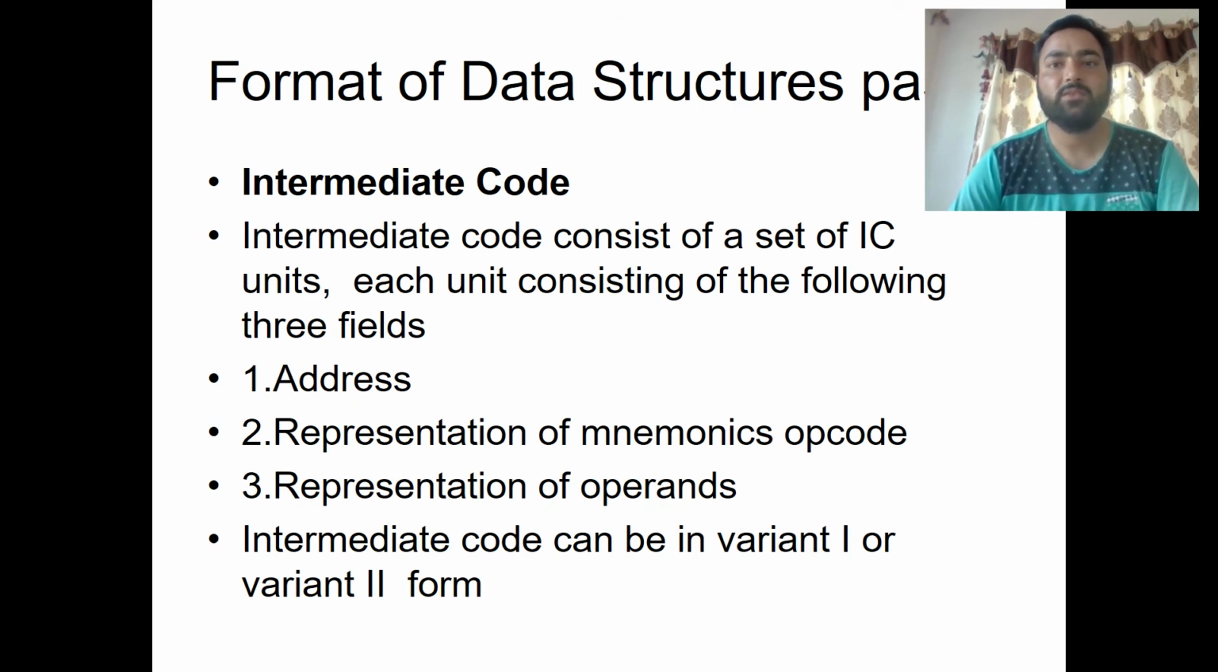Then format of the data structures in pass 2. First one is intermediate code. The intermediate code consists of a set of IC units, each unit consisting of the following three fields. First one is the address, second is the representation of the mnemonic opcode that is used in the program. Third one is the representation of operands, the data on which the operation is to be performed. Intermediate code can be in variant 1 or variant 2 form.